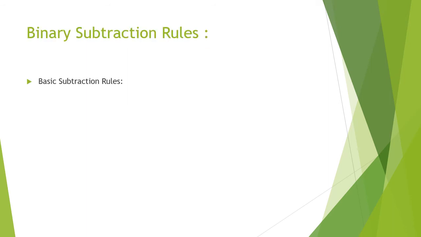So now let us move towards the binary subtraction rules. 0 minus 0 equals 0. 0 minus 1: here the difference is 1, and as we can't do the subtraction 0 minus 1, we have to take a borrow. So that's why this is a borrow. Then 1 minus 0 equals 1. 1 minus 1 equals 0. These are the basic rules of binary subtraction.